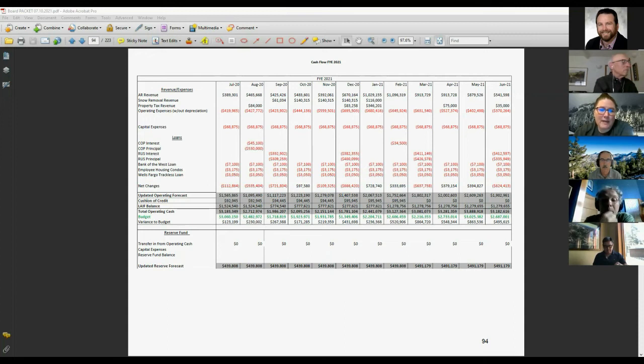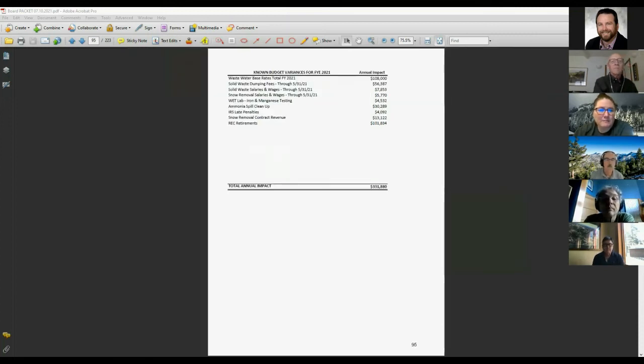The only changes that were made to this were I updated solid waste and dumping fees and salaries and wages through May 31st. Snow removal salaries and wages: it was a little less last month, but we did put some overages back into snow removal salaries and wages. But definitely not what we were seeing through the end of January or February. So we really reined that back in. And then I added also the REC retirements onto the known budget variances.